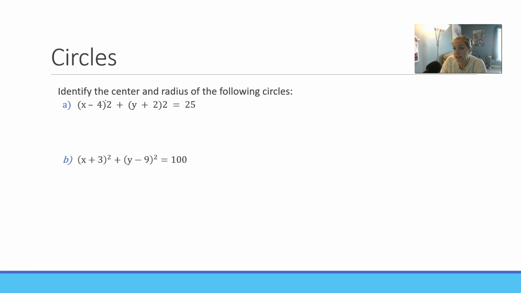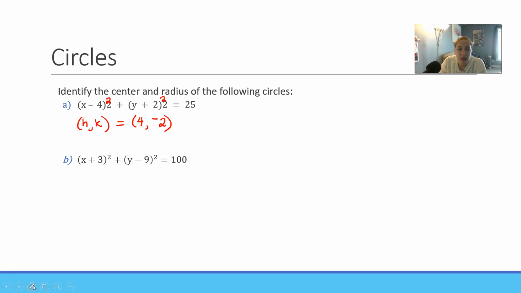This should be squared, not ×2. So just imagine that's squared. Let's find the center and radius of the following. So over here, the center is (h, k). So we just look at the numbers that are being subtracted from x and y. So from x, we see it's a -4, so we just flip that to a +4. For y, it's a +2, so we're just going to flip that to a -2. And we see the center is located at (4, -2).